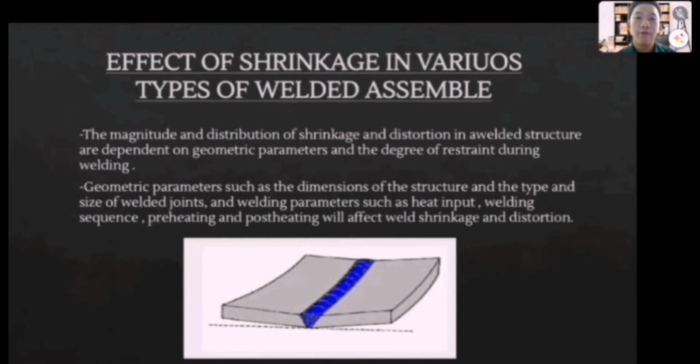Let's move on to the effect. Effect of shrinkage in various types of welded assembly. The magnitude and distribution of shrinkage and distortion in a welded structure are dependent on geometric parameters and the degree of restraint during welding. Geometric parameters such as dimension of the structure and the types and size of welding joint, and welding parameters such as heat input, welding sequence, preheat, and post-heating will affect weld shrinkage and distortion.